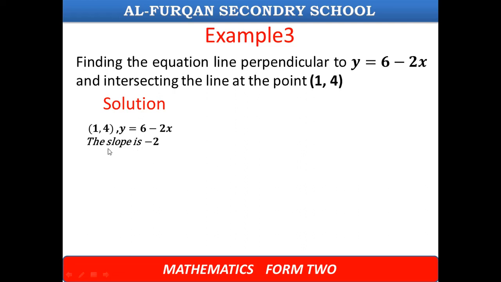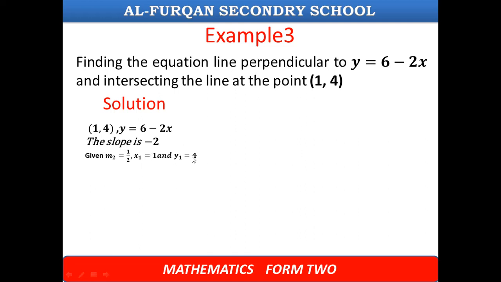So m2 is minus 1 divided by minus 2, which gives 1 divided by 2. m2 is 1 divided by 2. The point is x1 equals 1 and y1 equals 4.